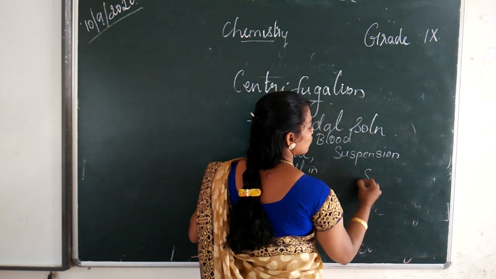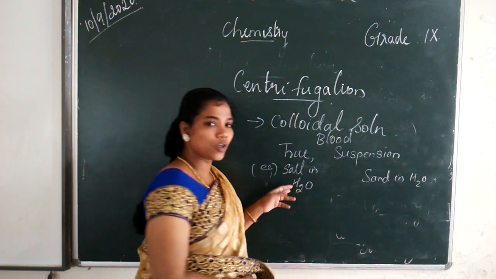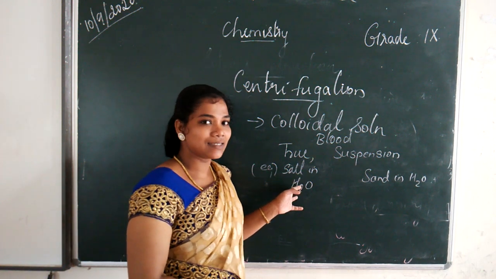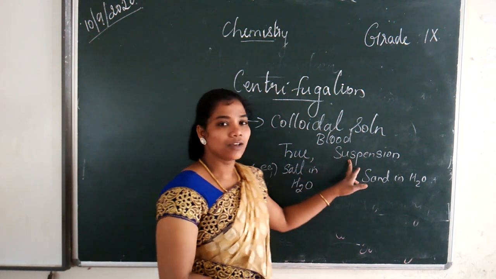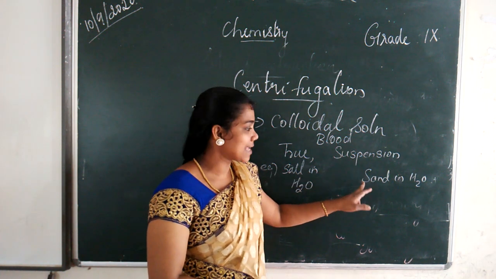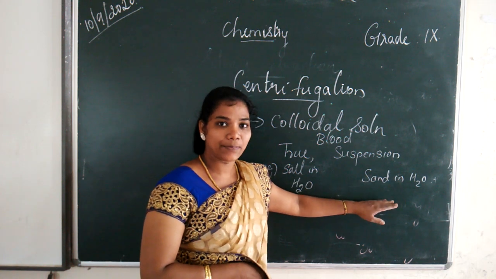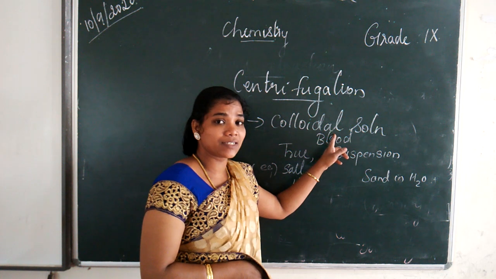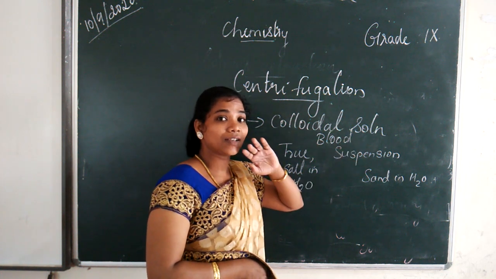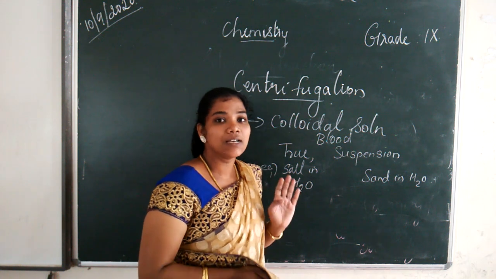Suspension, sand in water. Here, the solid particles can be seen. The sand never gets dissolved in water. They form sediment. They form what? Sediment. Here, in the colloidal solution, so many solid particles are dispersed in the liquid that are not completely soluble. At the same time, they never form a sediment.